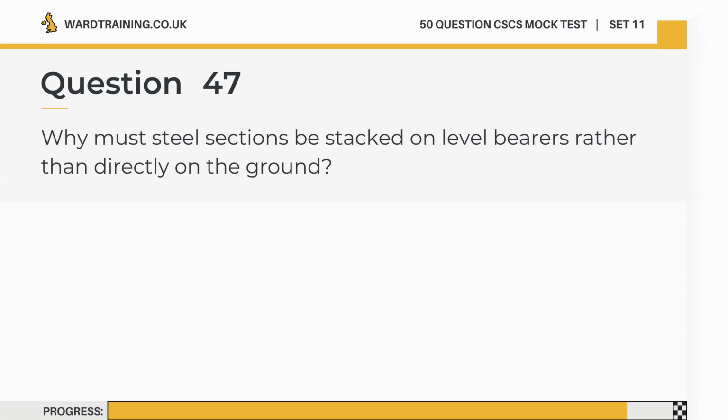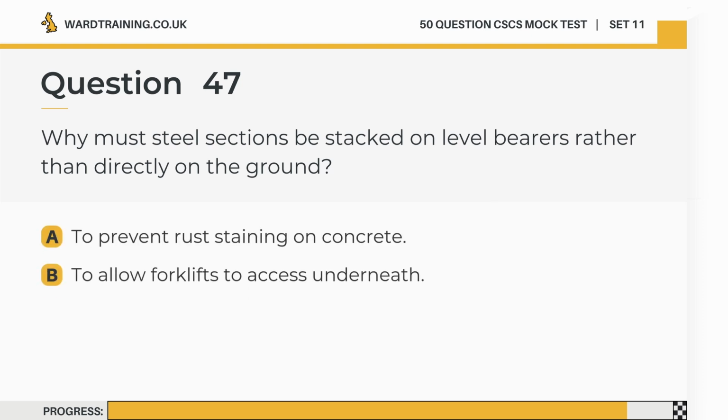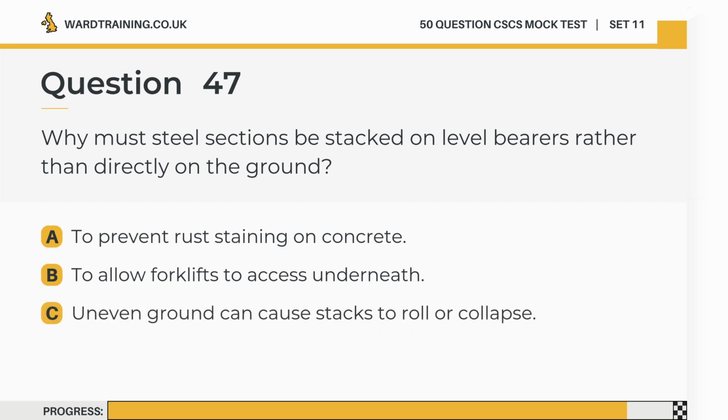Question 47. Why must steel sections be stacked on level bearers rather than directly on the ground? A. To prevent rust staining on concrete. B. To allow forklifts to access underneath. C. Uneven ground can cause stacks to roll or collapse. D. It improves counting and record keeping.